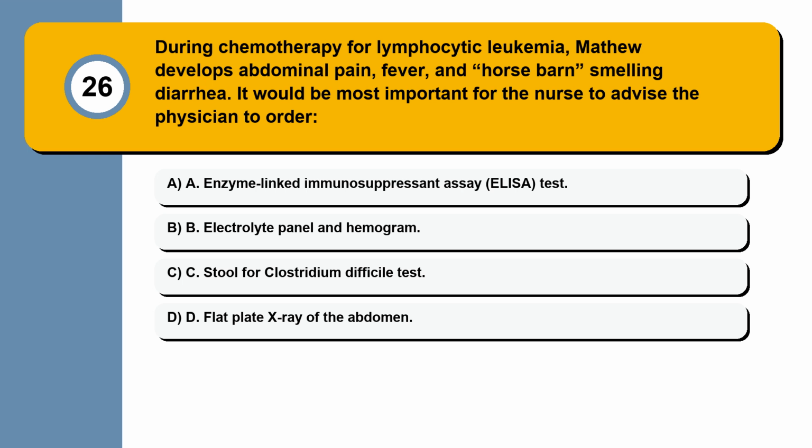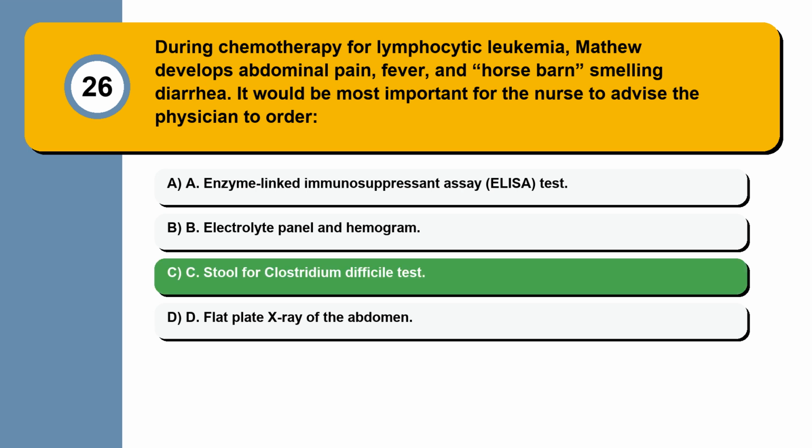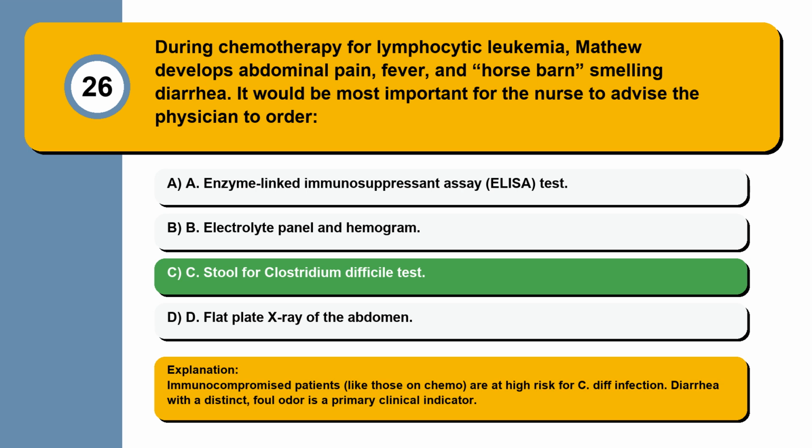Question 26. During chemotherapy for lymphocytic leukemia, Matthew develops abdominal pain, fever, and horse barn-smelling diarrhea. It would be most important for the nurse to advise the physician to order A. Enzyme-linked immunosorbent assay, ELISA, test. B. Electrolyte panel and hemogram. C. Stool for Clostridium difficile test. D. Flat plate X-ray of the abdomen. Immunocompromised patients, like those on chemo, are at high risk for C. diff infection. Diarrhea with a distinct, foul odor is a primary clinical indicator.